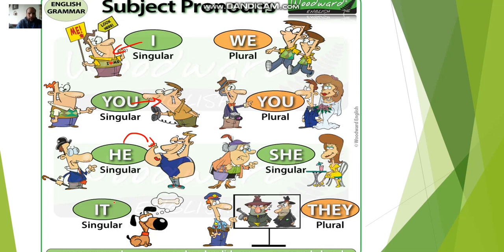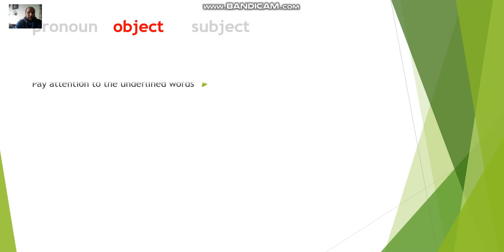It, of course, when you're talking about an animal or any brainless thing. We, a plural subject pronoun, when you are talking about yourself with someone, including yourself. You can use you for both plural and singular. When you are addressing one person, you use you, and when you're addressing many people, you use you. She, when you are talking about a girl, and they, when you are talking about a lot of people. We are talking about subject pronouns.